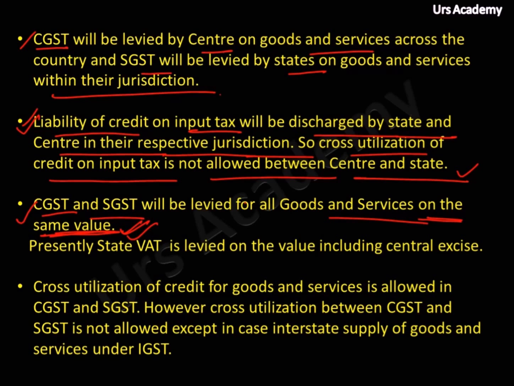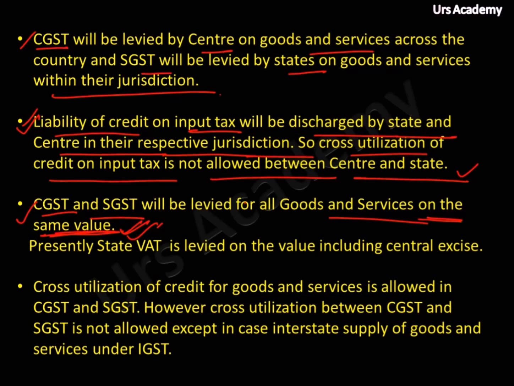But on which value does the state levy the sales tax? It will levy including the excise. So the taxes are levied on different values. The center levies on some lesser value and the state levies on some higher value. So these are taxed at different values. But under GST, these taxes are levied on the same value, which I have explained in that diagram, if you understood that.